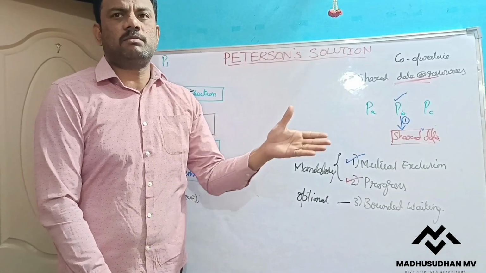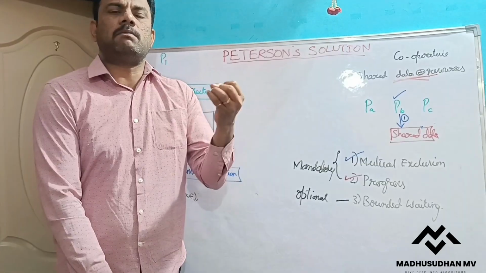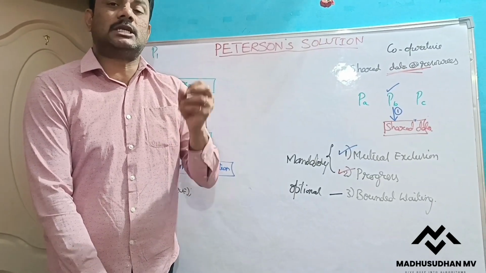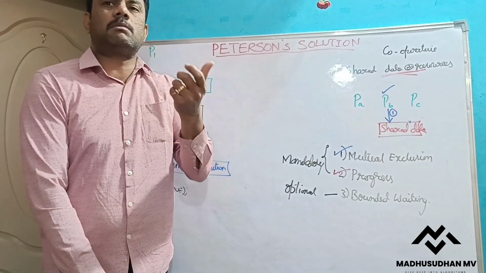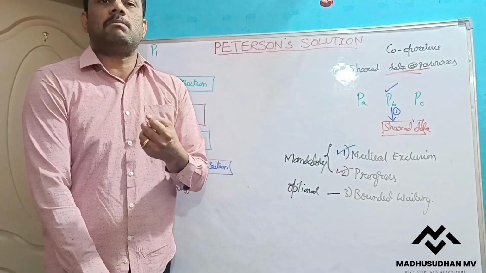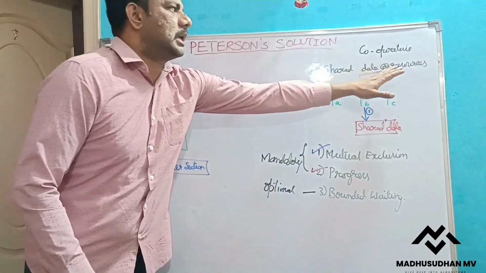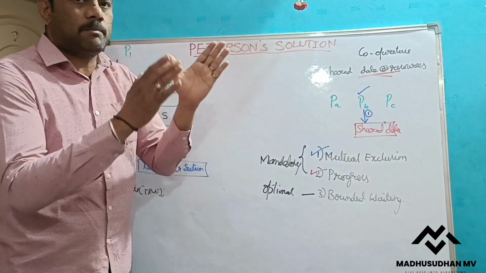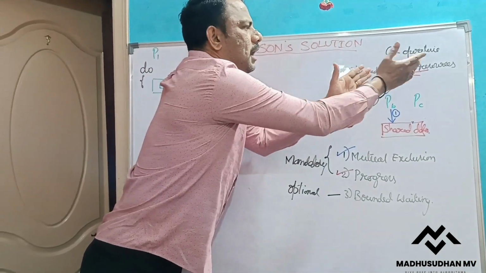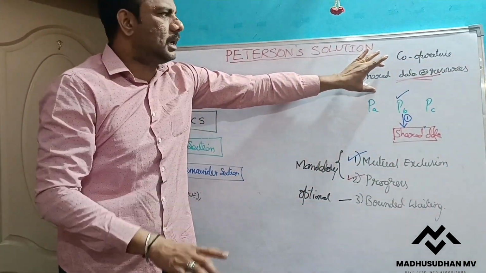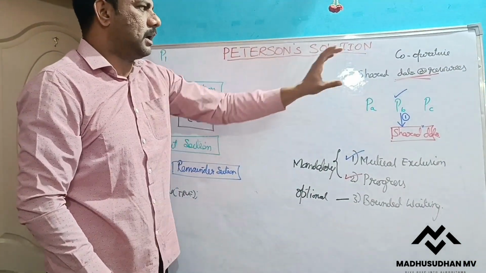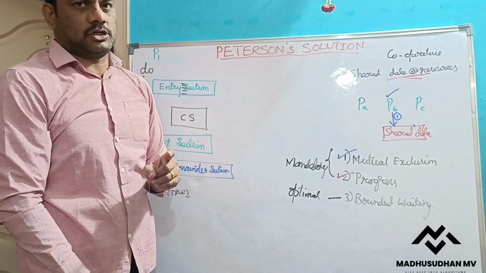Resources may be a file, an input device, an output device, a memory space, a buffer, or a CPU. So these are the resources. That means these cooperative processes share data or resources, which we discussed in detail in the previous class. Now, what do we mean by critical section?